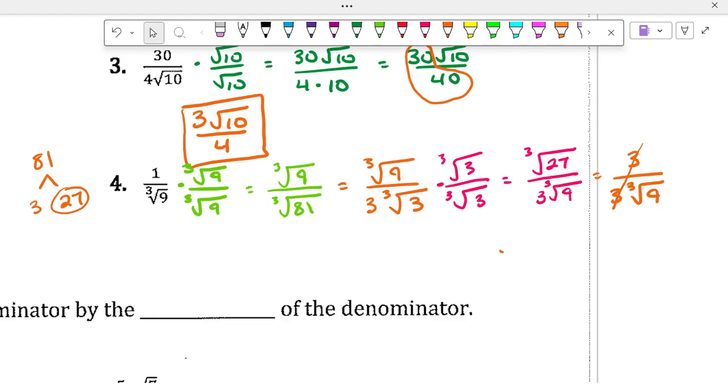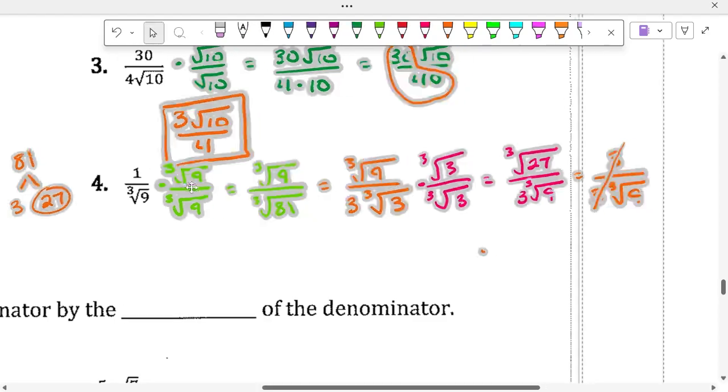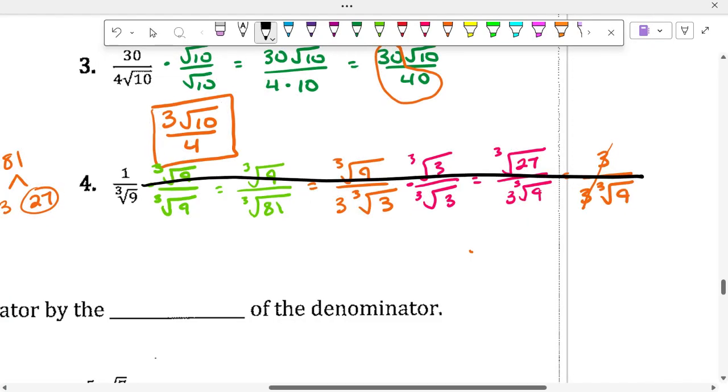So the cube root of 9 is technically the same thing as the cube root of 3 times the cube root of 3. So in other words, this is the cube root of 3 squared. But we still need to add another cube root. So I wouldn't erase what we wrote here. I would just put a line through it saying, okay, that's not what we wanted. And that's okay.